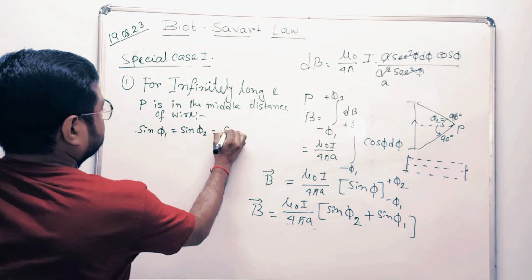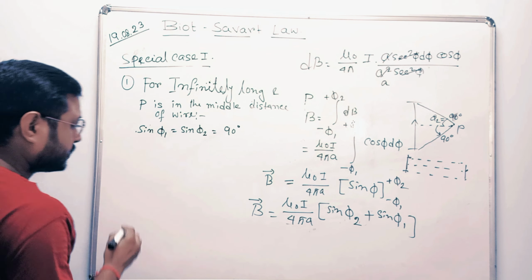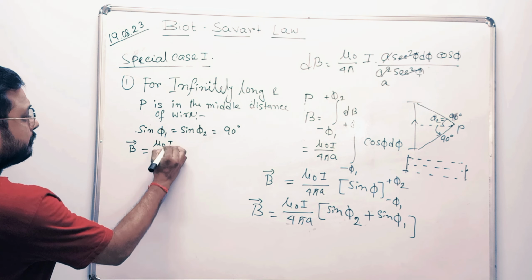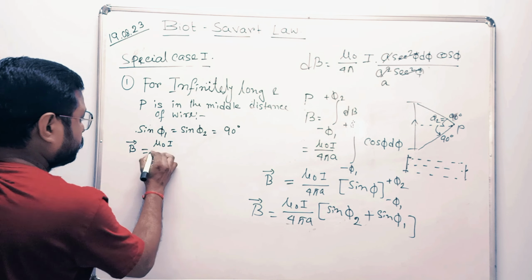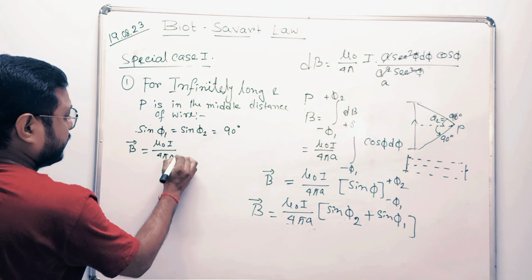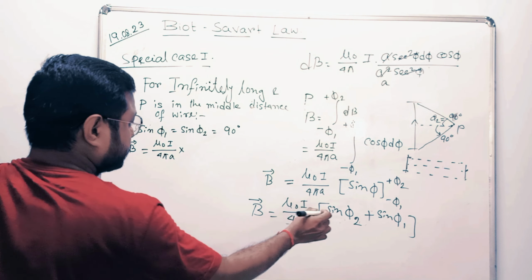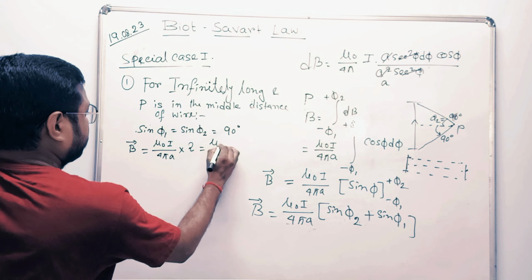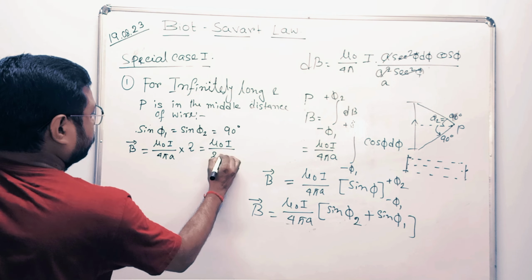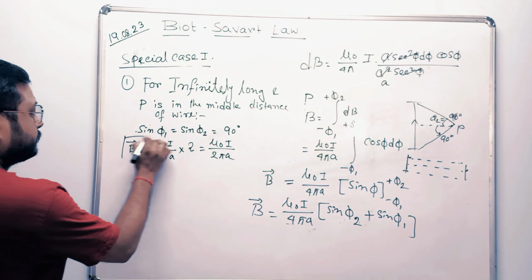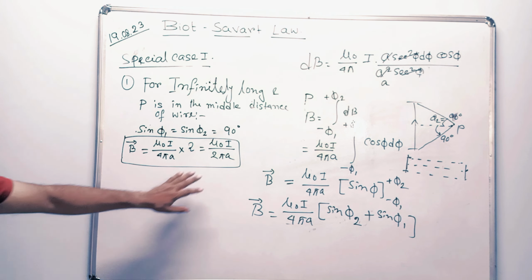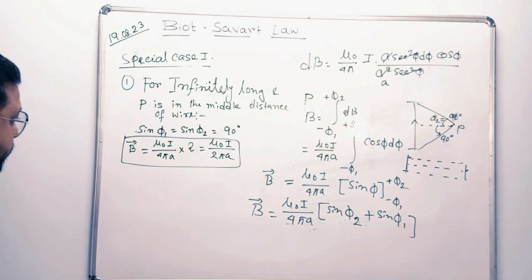So for an infinitely long wire, and P just in the middle of the wire, mu naught I by 4 pi a into sin phi 1 plus sin phi 2, which is sin 90 plus sin 90, that is 1 plus 1, 2, which is given by mu naught I by 2 pi a. So for an infinitely long wire, the magnetic field is given by mu naught I by 2 pi a.